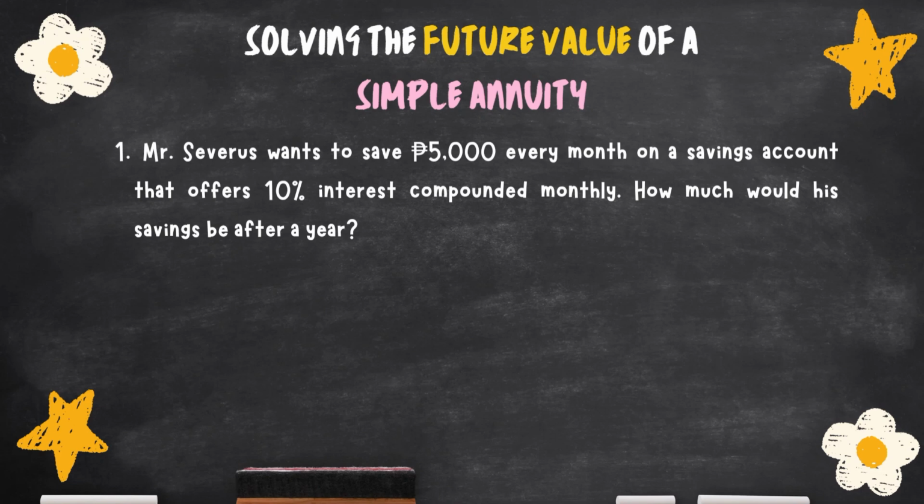Problem number 1. Mr. Severus wants to save 5,000 pesos every month on a savings account that offers 10% interest compounded monthly. How much would his savings be after a year? Feel free to pause this video if you want to solve it by yourself.